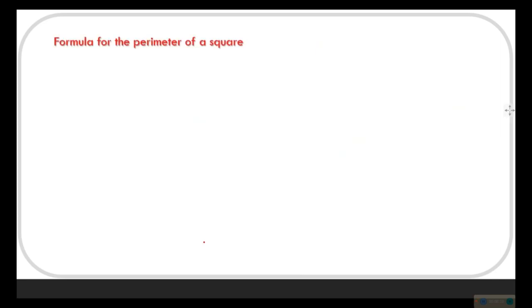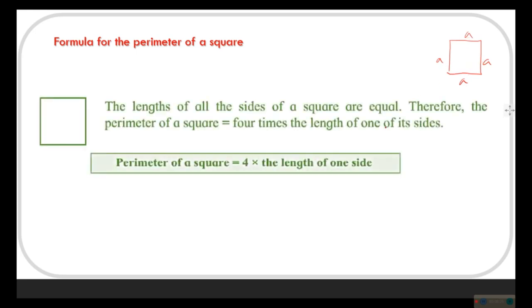Formula of the perimeter of a square. When it comes to a square, we know that all 4 sides are equal. If this is A, this is A, this is A, in centimeter, meter or kilometer, we need a formula for that. There is no need of 2 times A, then 2 times A. No, it will be simply 4 into the length of one side. Why? Because it is a square, so all sides will be equal. If this is 5 centimeter, all these are 5 centimeter. So it is as simple as that.